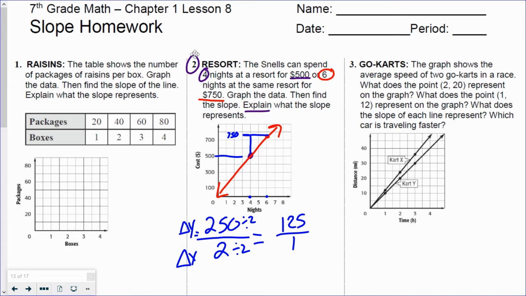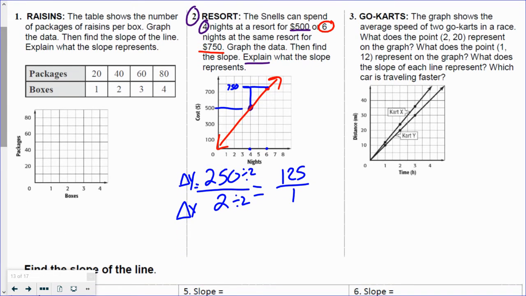So then we just need to go through next, identify what is our slope. The slope is $125 per night. Okay, so that's what we're comparing. That helps us know what we're explaining if we compare it.